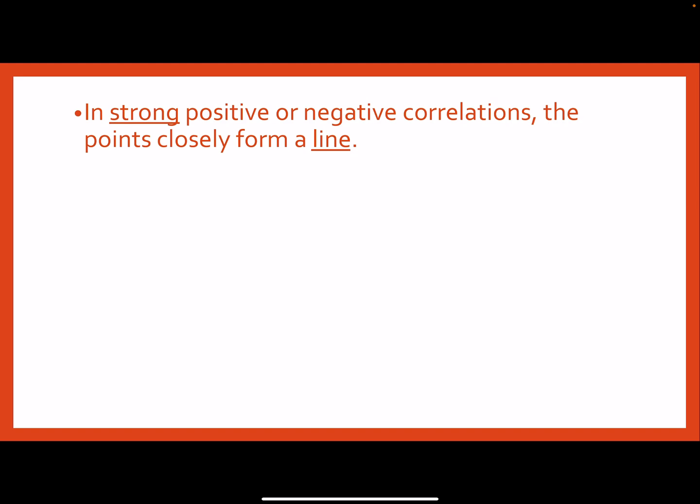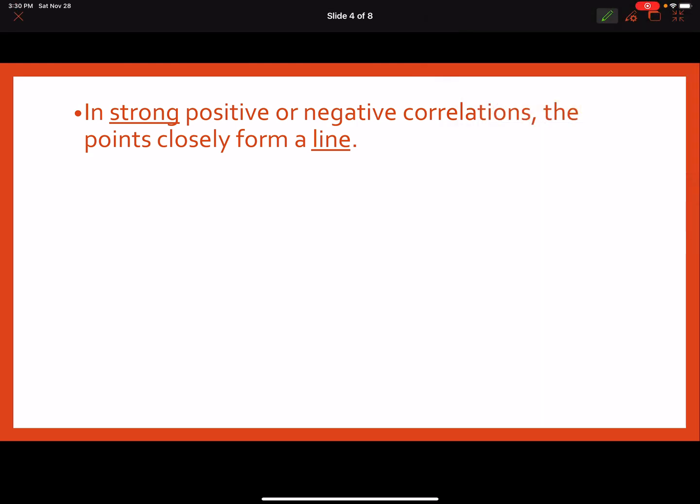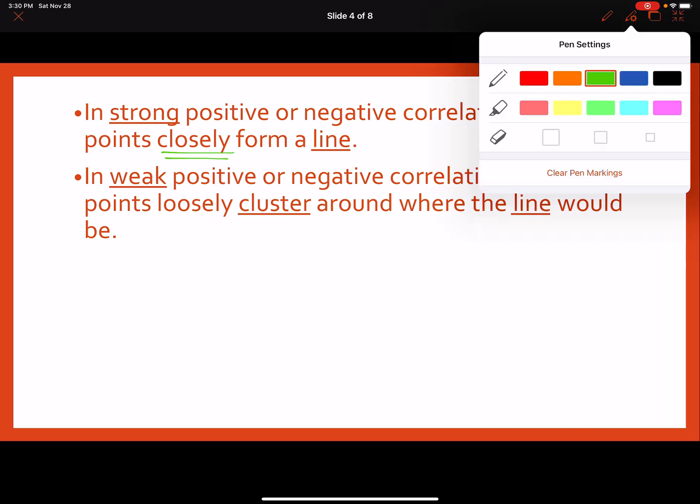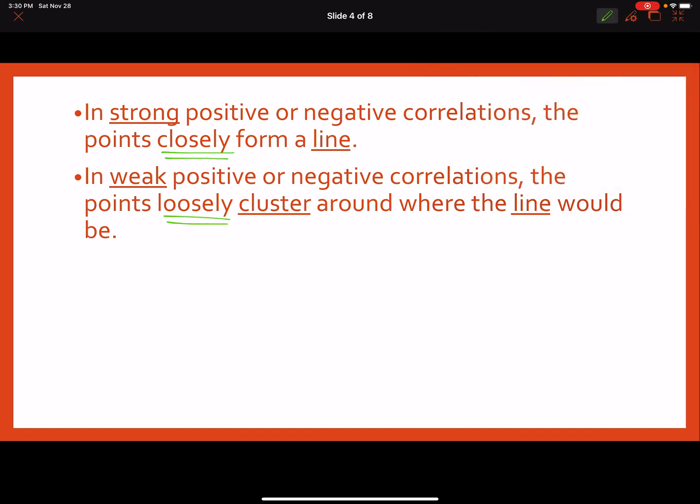In strong positive or negative correlations, the points closely form a line. Now, keyword here, closely form a line. In a weak positive or negative correlation, the points loosely cluster around where the line would be. So, keyword there, loosely. So weak, they're going to be loosely clustered. Strong, they're going to be closely forming a line.